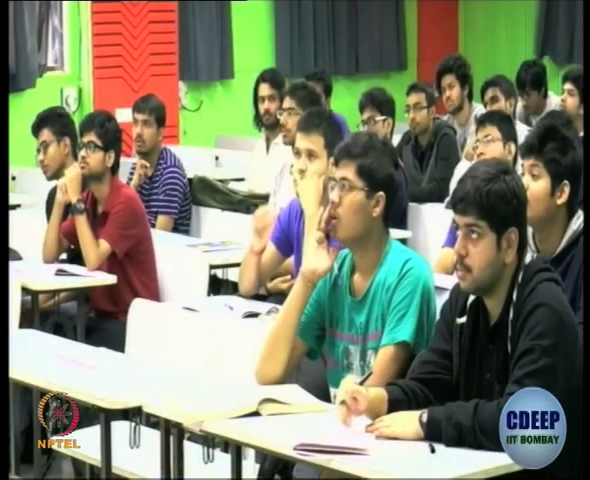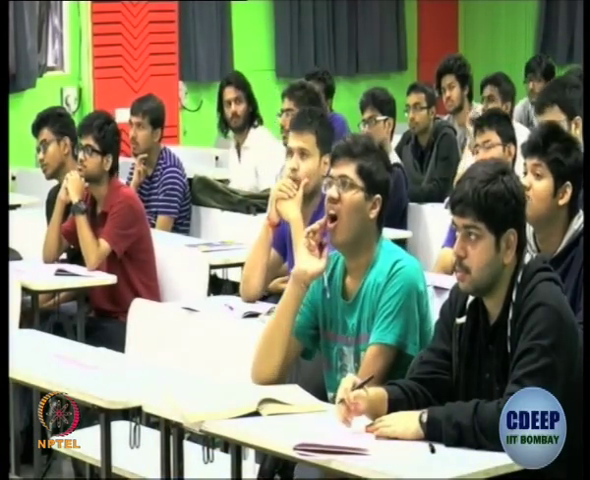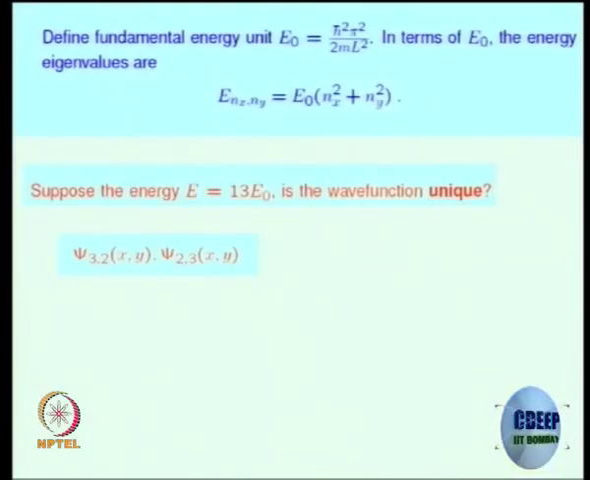2, 3 and 3, 2. So the wave function has nx as 3 and ny as 2. There can also be another wave function with nx as 2 and ny as 3. Both will share the same energy eigenvalue. So that is why these two wave functions are degenerate. In fact, that energy level you will say is two-fold degenerate. Symmetry of the two.